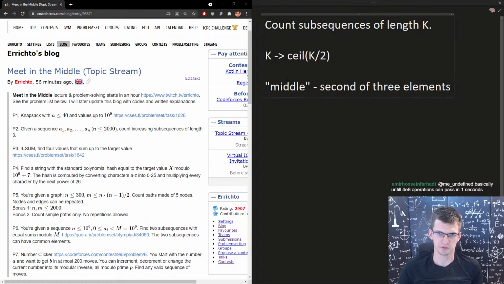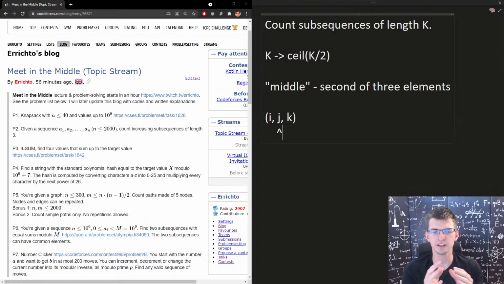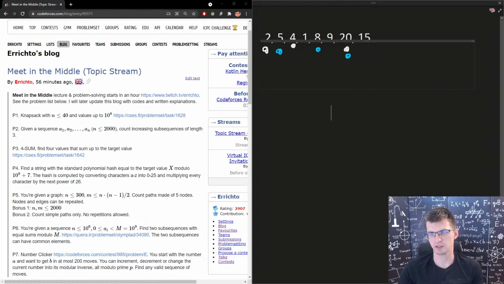Now, what is the solution? And I think it might make sense for me to implement it as well. We are looking for triples i, j, k, and I will focus on the middle, meaning j, and for it, independently, I will look for i and I will look for k. Let's talk about our example here.